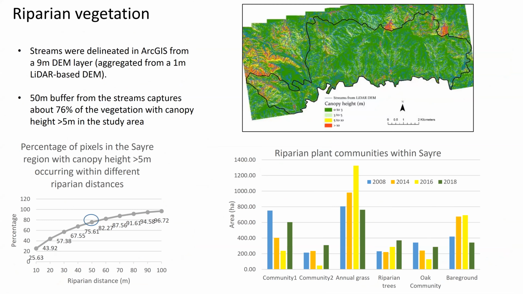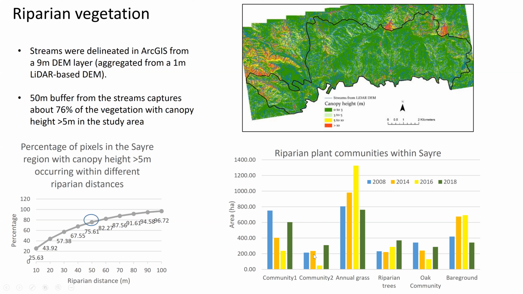The other aspect we looked at here is the riparian vegetation. Riparian vegetation was of interest to the Forest Service, and to get a better understanding of what the vegetation looked like in these riparian zones, we used the high resolution digital terrain model derived from LIDAR and looked at the vegetation just in a riparian zone. A 50-meter buffer riparian zone captured about 75% of the trees in the region. So in this particular region, most of the trees were located in the riparian zones.